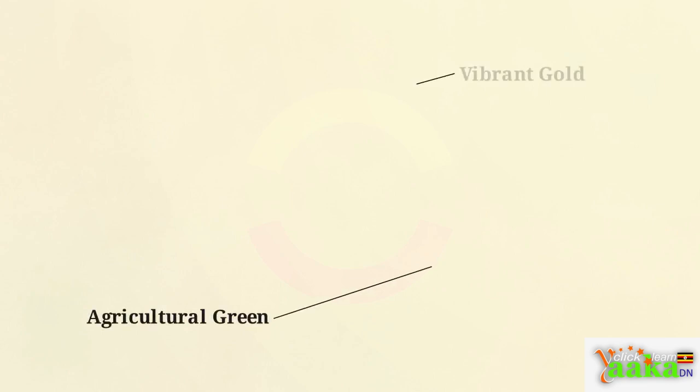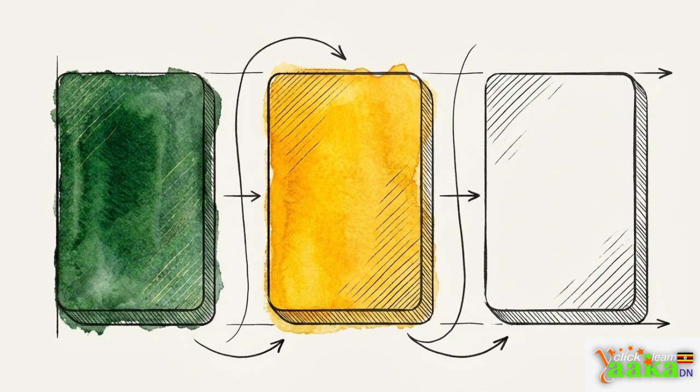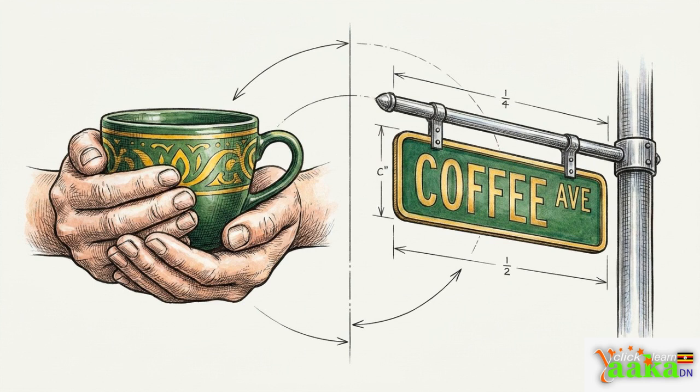By applying deep agricultural green to represent nature and growth, alongside a vibrant gold for optimism, the symbol retains its legibility and visually pops. A polished brand identity strictly limits its color palette. This discipline maximizes both the emotional impact of the design and its practical readability in the real world.